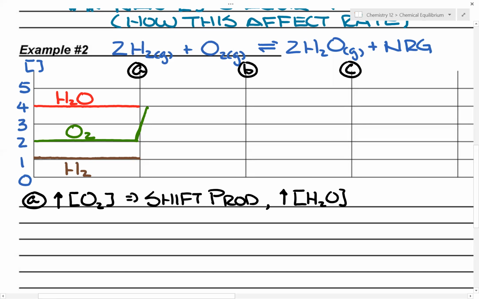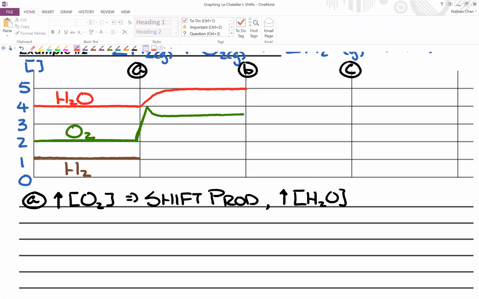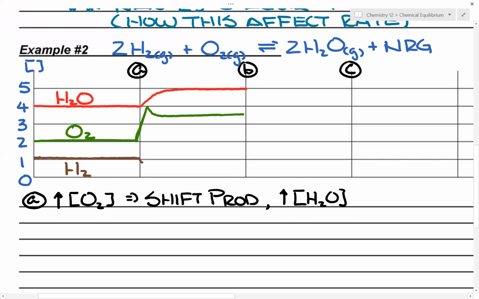Now, so it'll shift to the products. So that means my oxygen will go down. Okay, so let's say it'll go down this much. Okay, my water will go up this much. And my hydrogen will go down a lot. Now, one thing, let's say almost go down to 0. Okay.